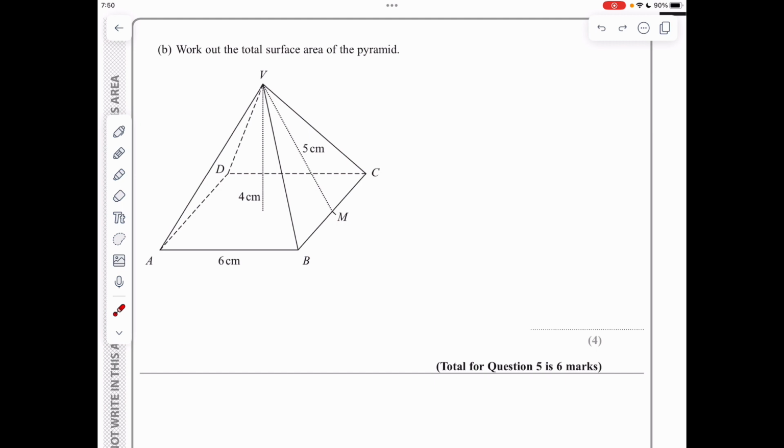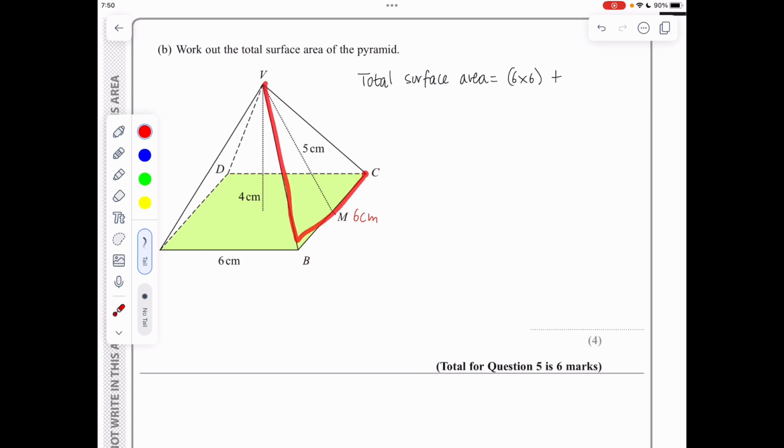We are then told to work out the total surface area of the pyramid. Remember, it's a square-based pyramid. So I will start by considering the base here, which I'm highlighting. It is a square measuring 6 by 6, and therefore to start off for the total surface area, I certainly need a 6 times 6 for the base, and then I will be needing to consider the triangle here, and we've got 4 identical triangles.